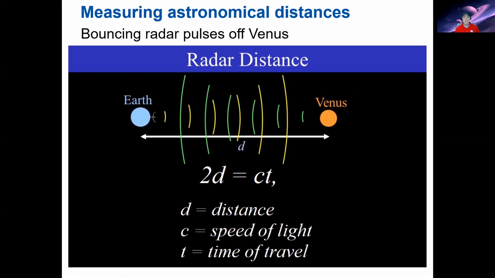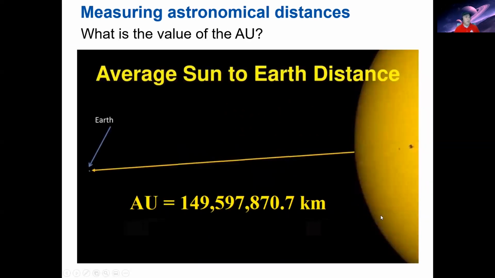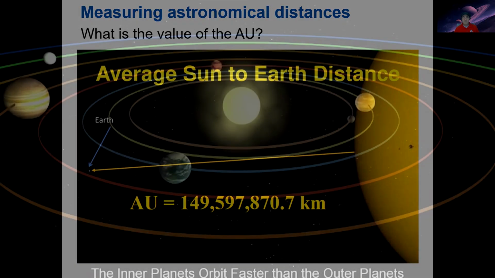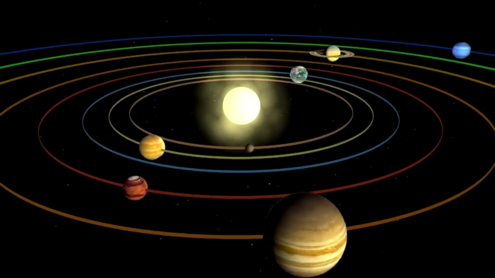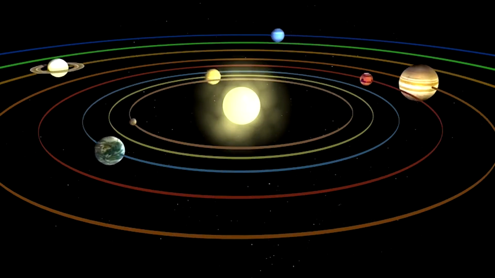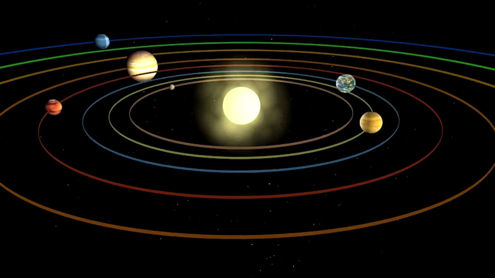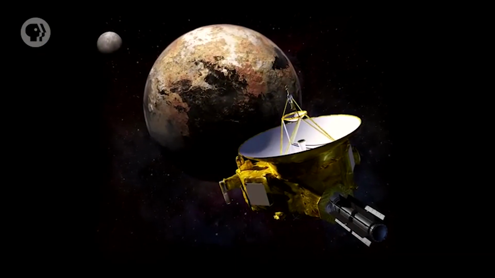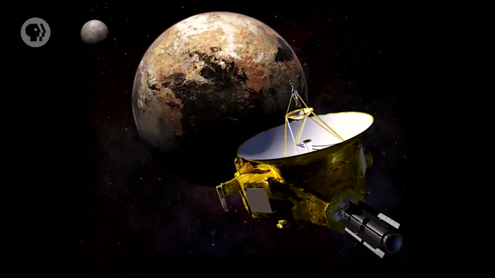Finally, in the 1960s, astronomers used radio telescopes to bounce radar pulses off of Venus and use the time it took for the light to get there and back to calculate the precise value of the AU, which is now 149,597,870.7 kilometers. The calculation of the AU value allows astronomers to predict the motions of planets, moons, comets, and asteroids, and to launch our probes into space and explore these celestial objects up close.